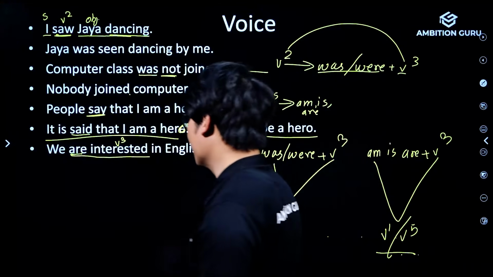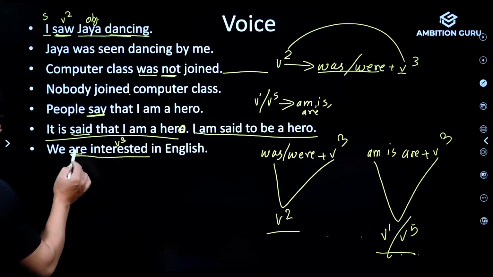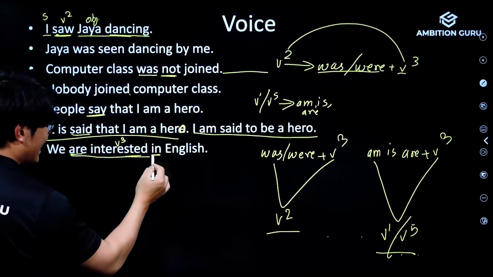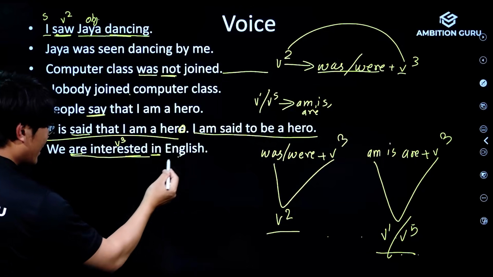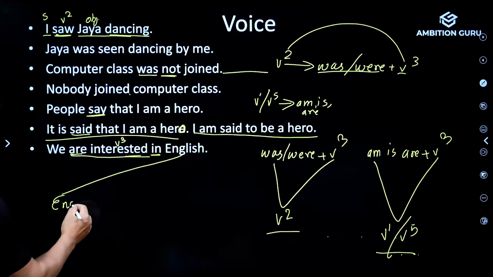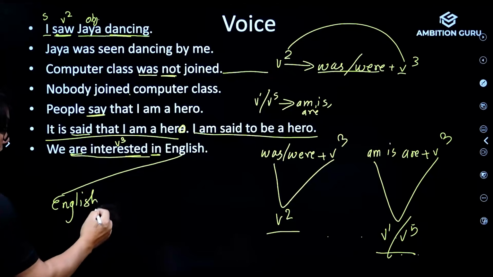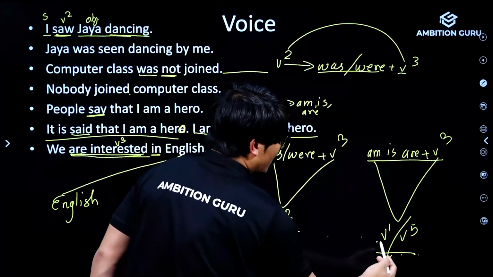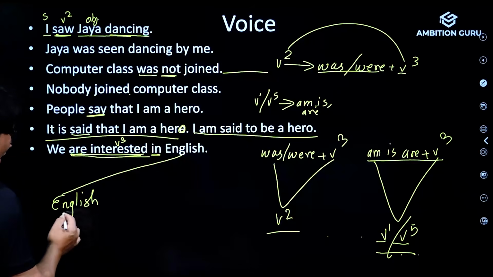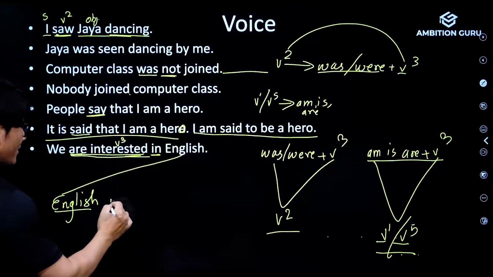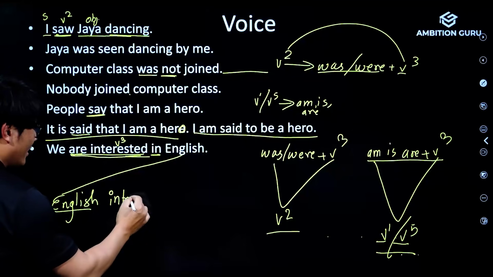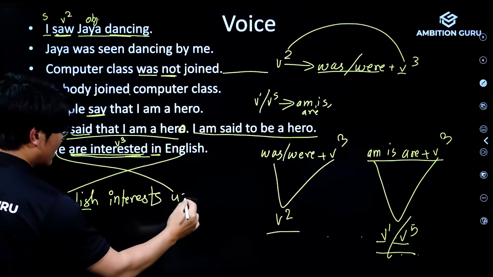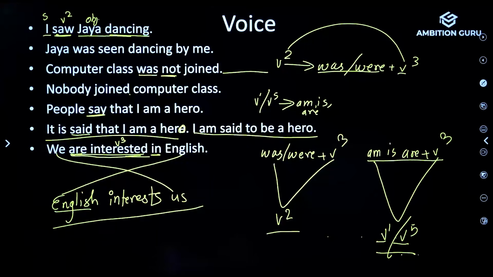Okay, now let me help you. So we are interested in English. So English means obviously interested takes in, not by. So English should come first here. Clear? Am, is, are, verb 3. So what should be here, verb 1 or verb 5? English is a single noun, so it takes verb 5. So what is the verb 5? Interest. And now we should change to us. So the answer is English interests us.